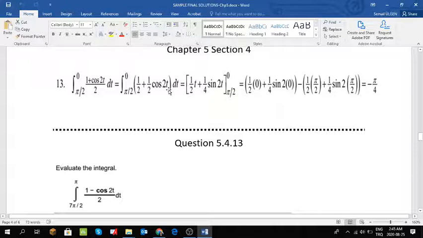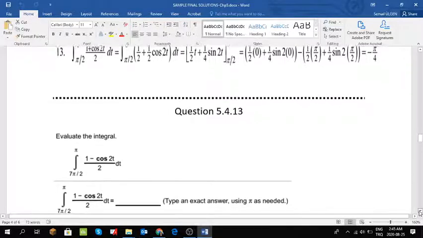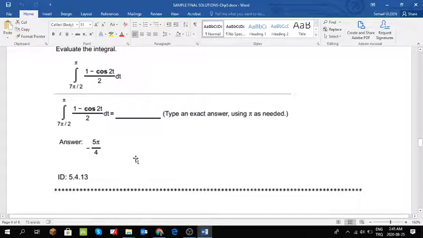You just separate these and integrate. 1 over 2 gives you 1 over 2 t as the antiderivative, and the antiderivative of the other term is sine 2t over 4, and you're going to evaluate from pi over 2 to 0. You just plug it in. At 0 you have 0, at pi over 2 you have pi over 4 here, and this is 0, right? And negative pi over 4 is the answer. So you can do this similarly for this question too at home. See whether you get negative 5 pi over 4 or not.